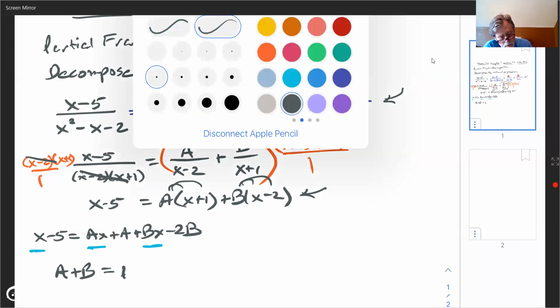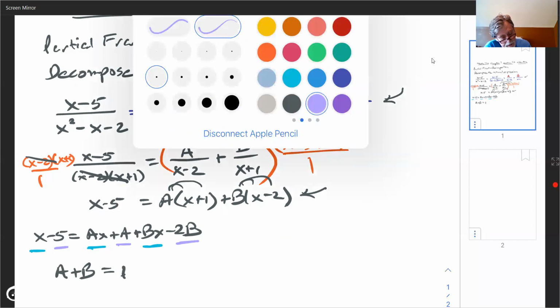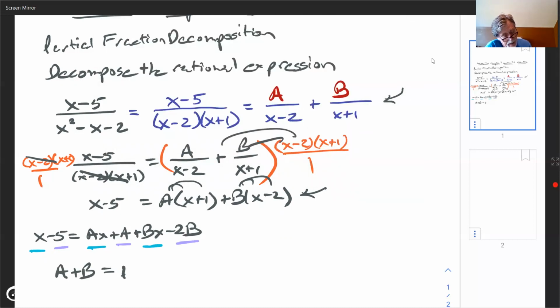Likewise, pause it then and stare. Does that make sense? The minus 5 constant has to be made by adding these guys together, okay? So what does that say? Well, I'll write it underneath here. It says that a minus 2b has to equal minus 5.